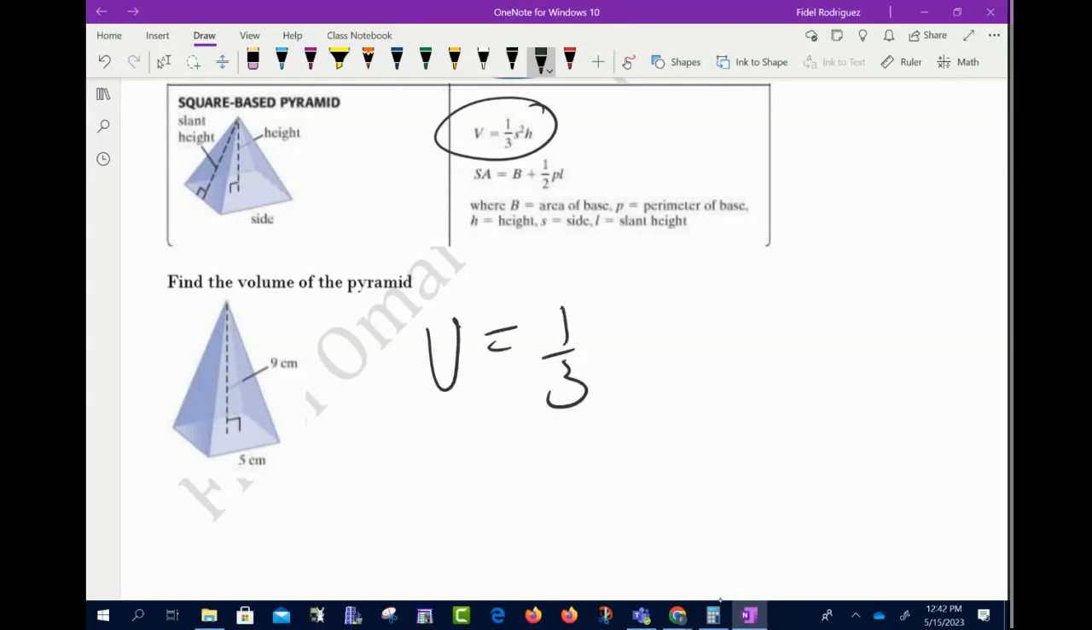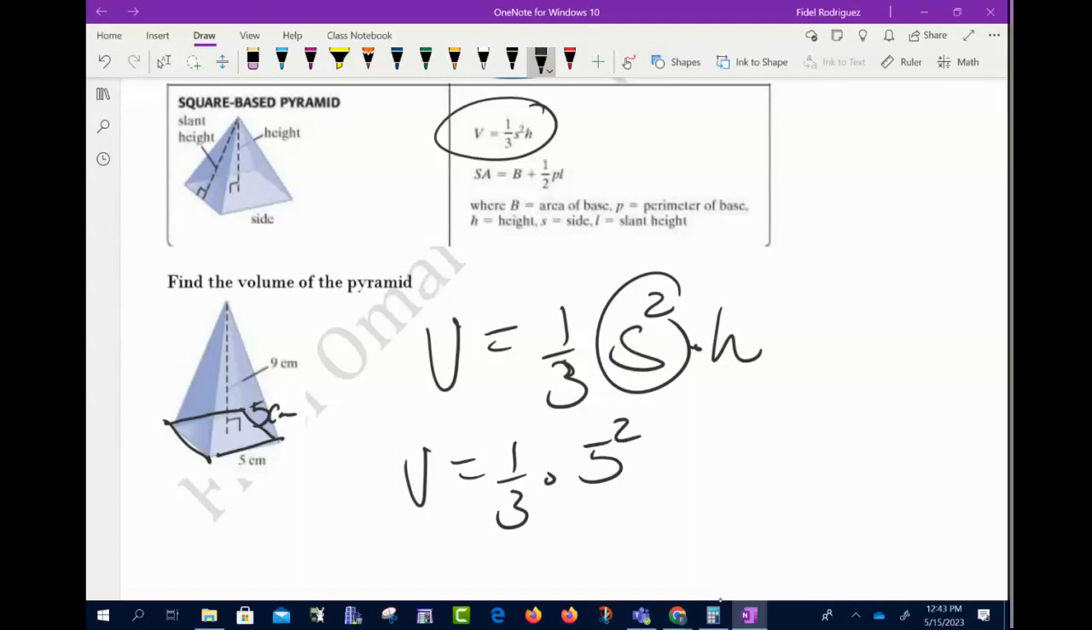Volume is 1 over 3 s squared times h. You might say, what is the s? These are going to be squares on the bottom. The bottom is going to be a square base, meaning the sides of that bottom are the same. Whatever you got here is going to be the same thing you got there. So if that's 5, y'all agree that other piece over there has got to be 5 too? So volume equals 1 over 3. Now the side was 5 squared, I'm going to write that over 1, times the height. What was the height of that pyramid? 9. I'm going to write that 9 over 1.